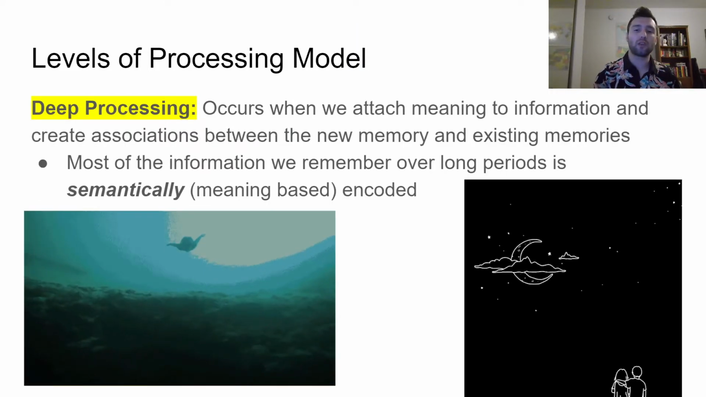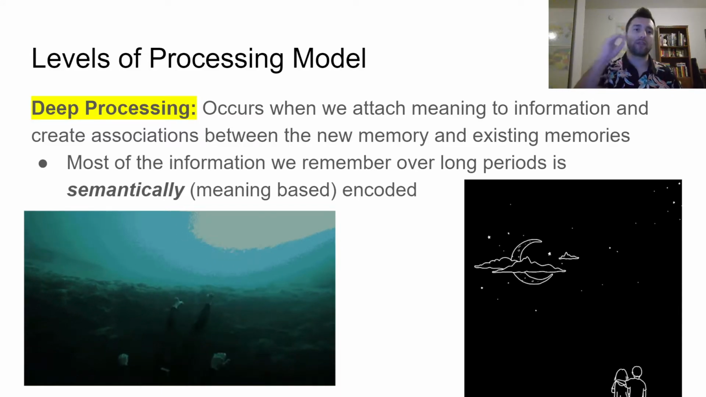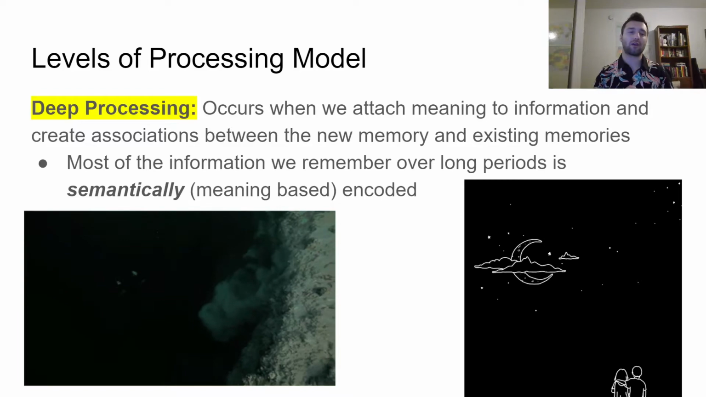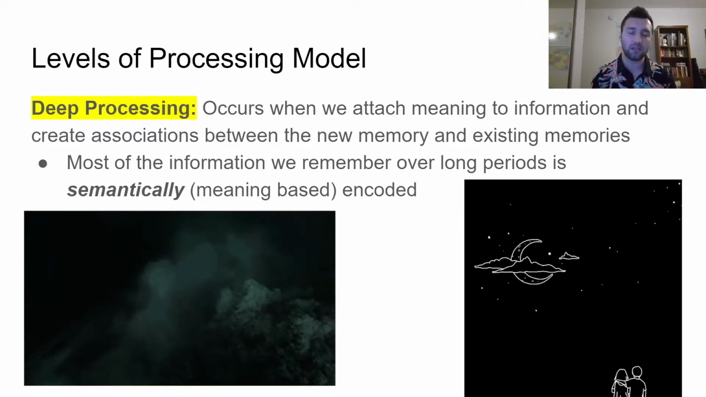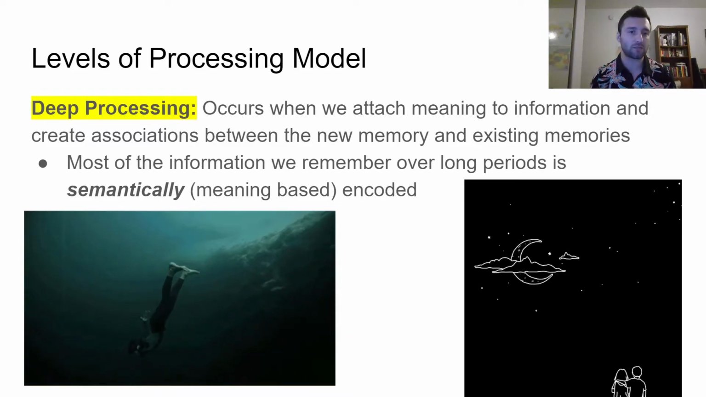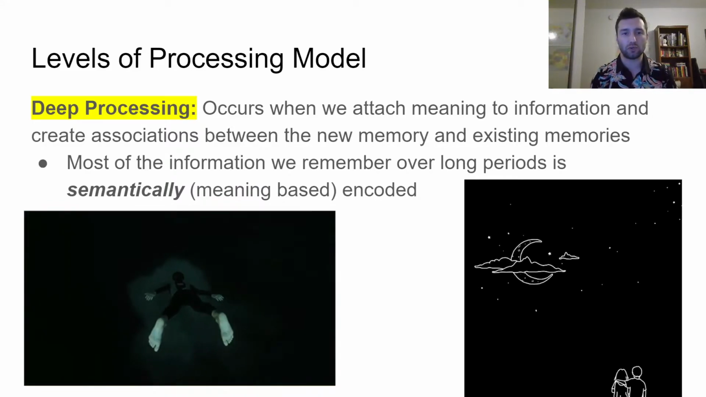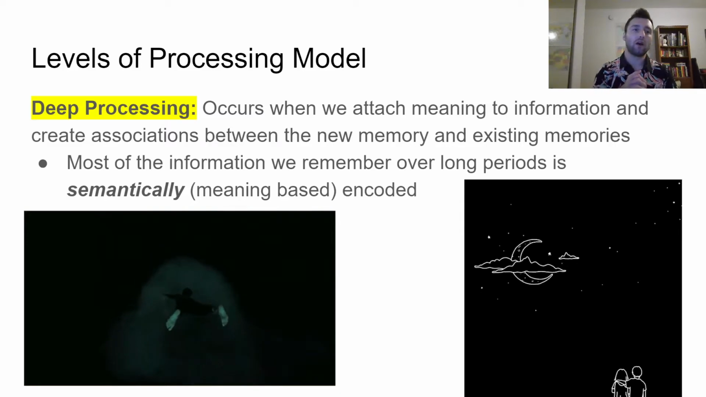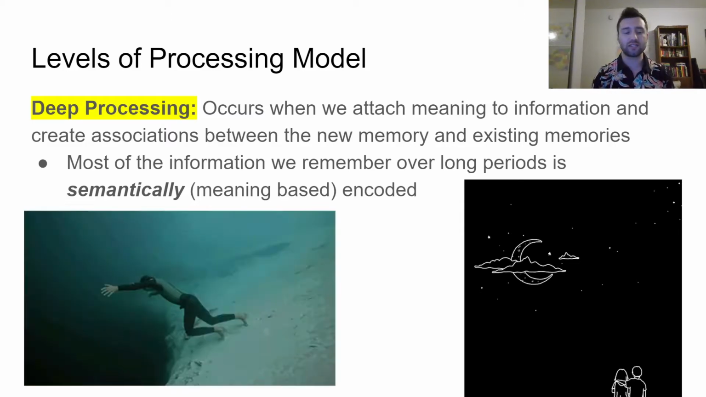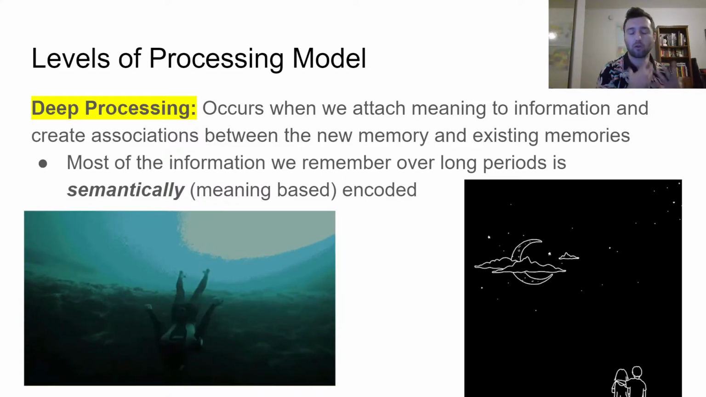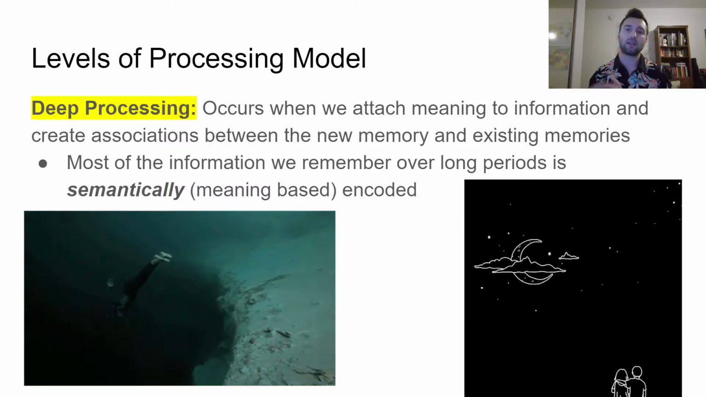Now, we can contrast that with deep processing. Deep processing is where we are attaching some sort of meaning to a piece of information. So I hear a new word and I attach meaning to it. Now, one of the best ways to do this is by creating associations between that new memory or that new piece of information and an existing memory.